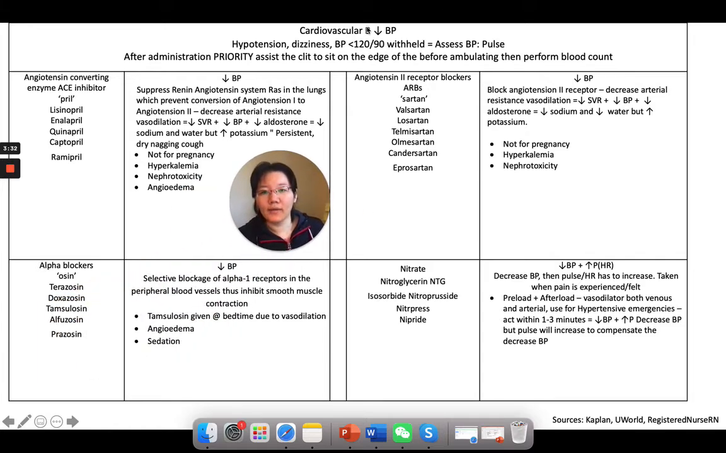Here it decreases blood pressure. So in summary, no matter what medication you give, you need to check the blood pressure first. Make sure it's not too low, it's within standard before we give the medications. Afterwards, we want to educate them to sit for a while and get up slowly rather than quickly.